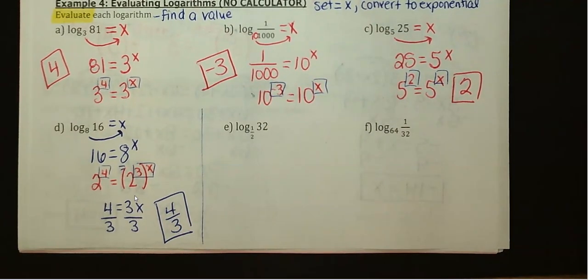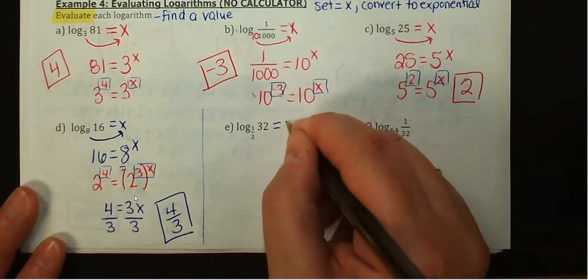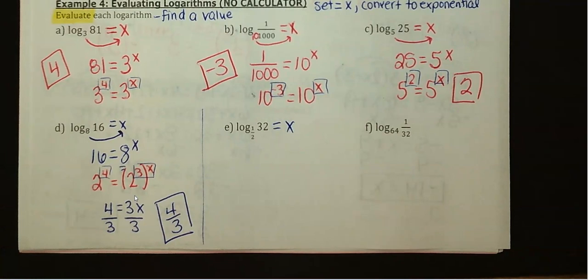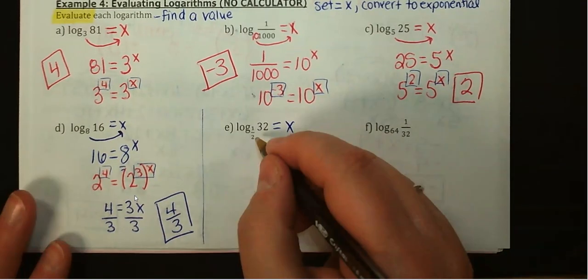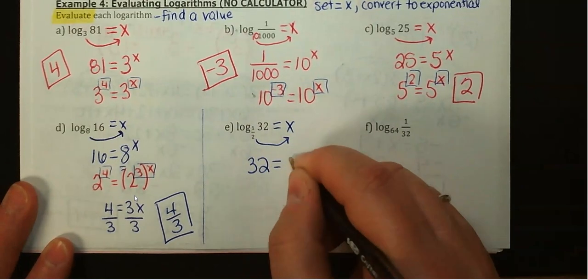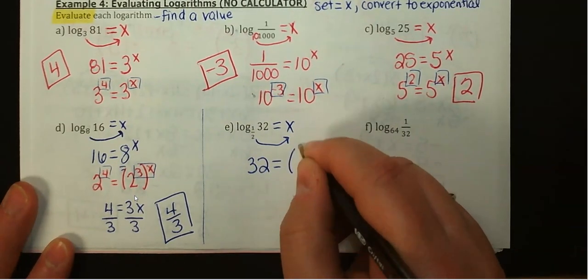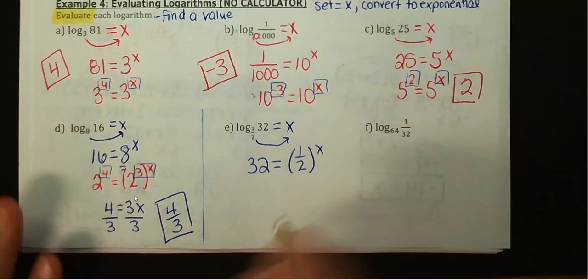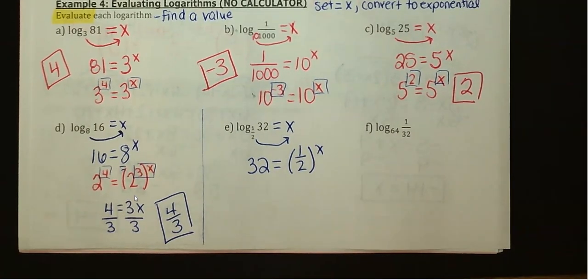All right, now I'm going to bring some fractions in, so think about negative exponents here. So set this equal to x to get rid of the log. We're going to convert it to an exponential. Base of your log, we're going to push that x up in the air, keep the 32 where it's at. This would become, let's see, 1/2 to the x. All right, what number do we want to use as a base here so I could have the same base on both sides? 2, right?